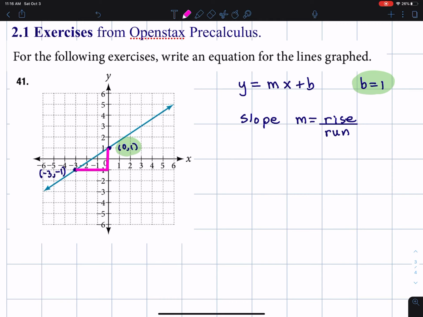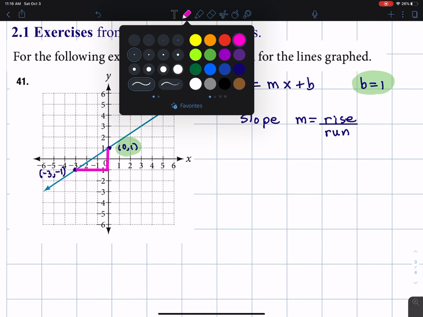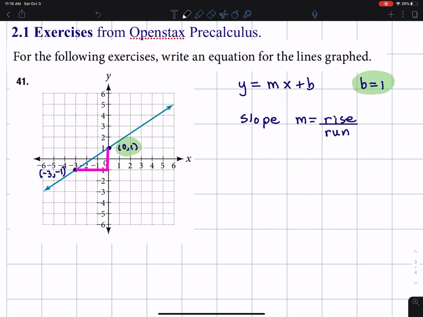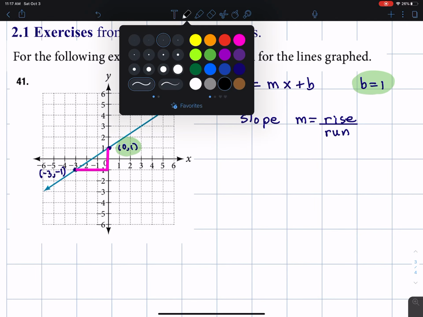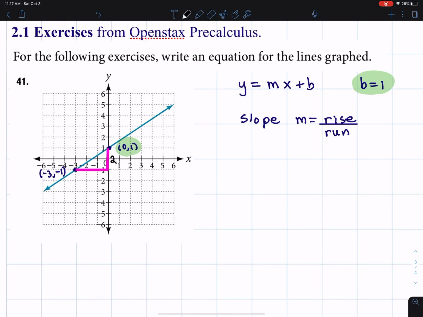Now, look, this graph is increasing from left to right. The line's increasing, so therefore we should have a positive slope. So whatever our answer is, it should be positive. Also, I can count that the rise, the amount that I'm going up by, is 2, and the run, which is the amount I'm going to the right by, is 3. So this is going to equal 2 over 3.